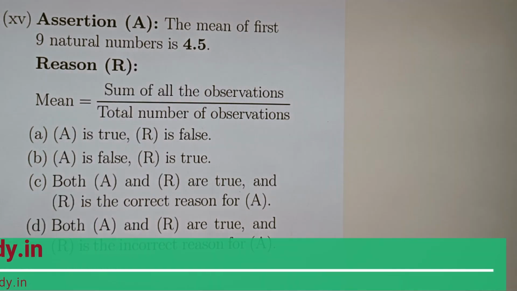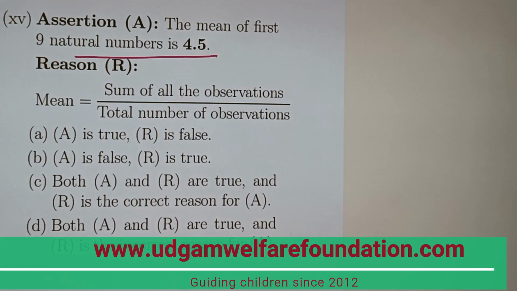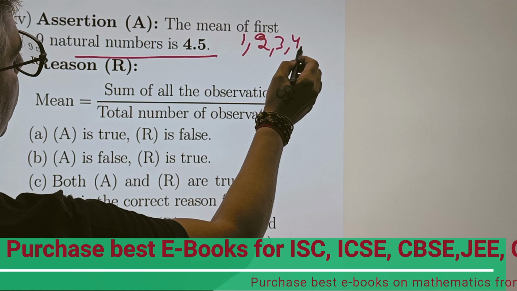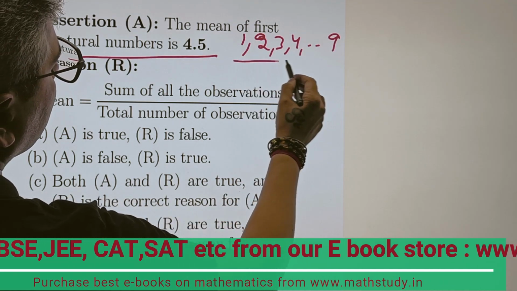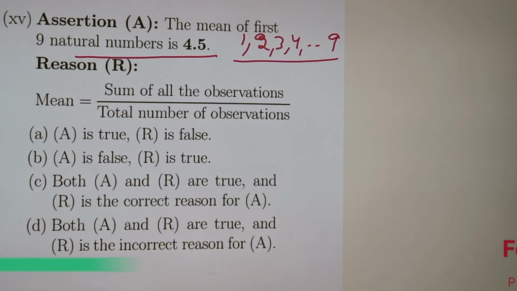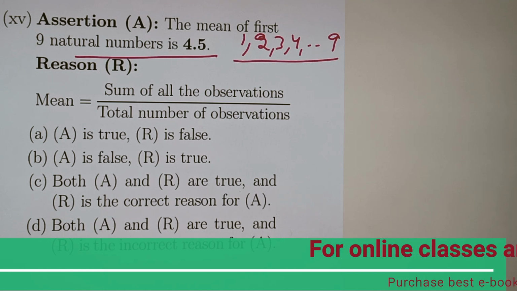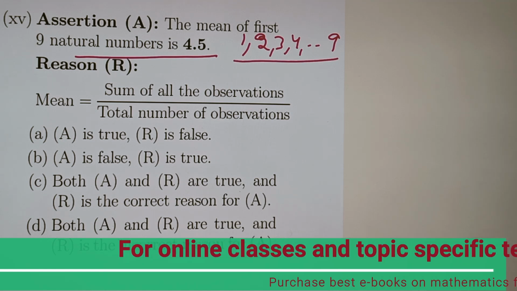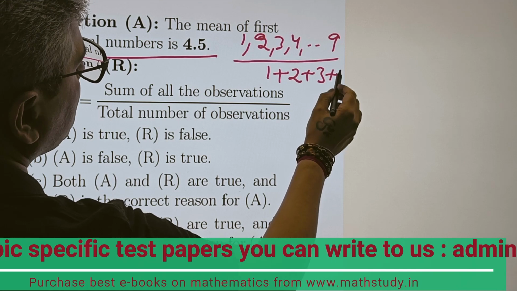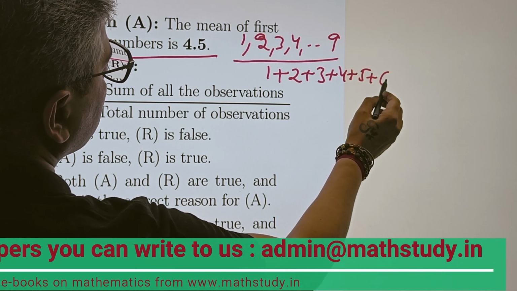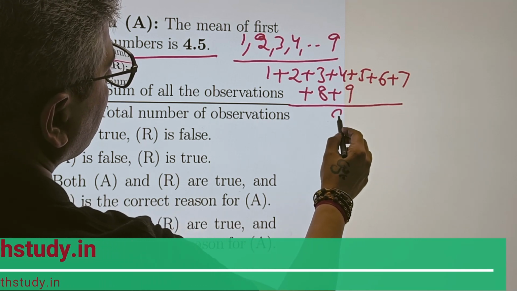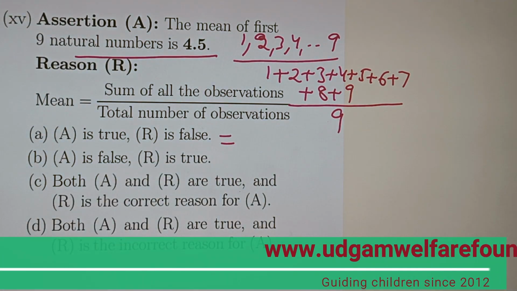The mean of the first 9 natural numbers is 4.5. So the first 9 natural numbers are what? 1, 2, 3, 4, 5, 6, 7, 8, 9. Now the reason is what? Mean is basically the sum of all observations upon the total number of observations. That means if we have 9 observations, the sum 1 plus 2 plus 3 plus 4 plus 5 plus 6 plus 7 plus 8 plus 9, divided by the number of observations, which is 9. Very simple.